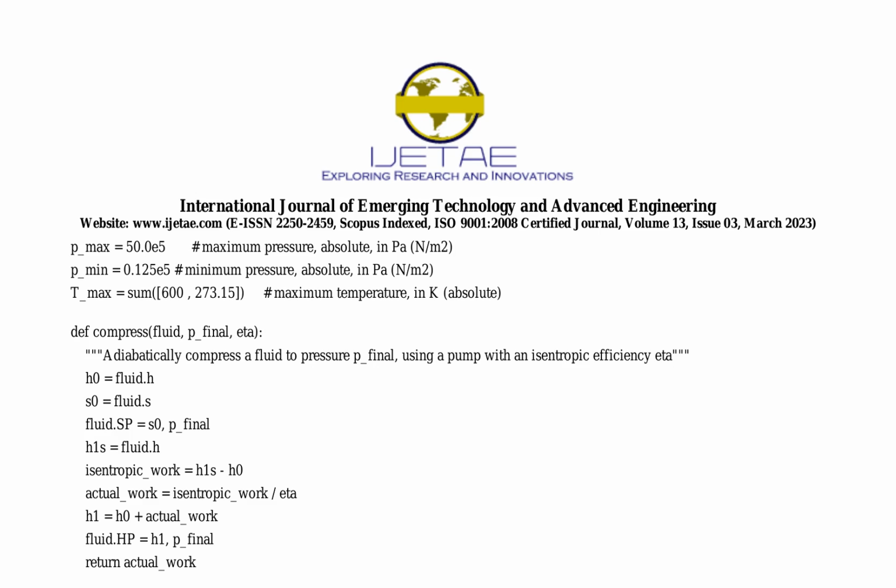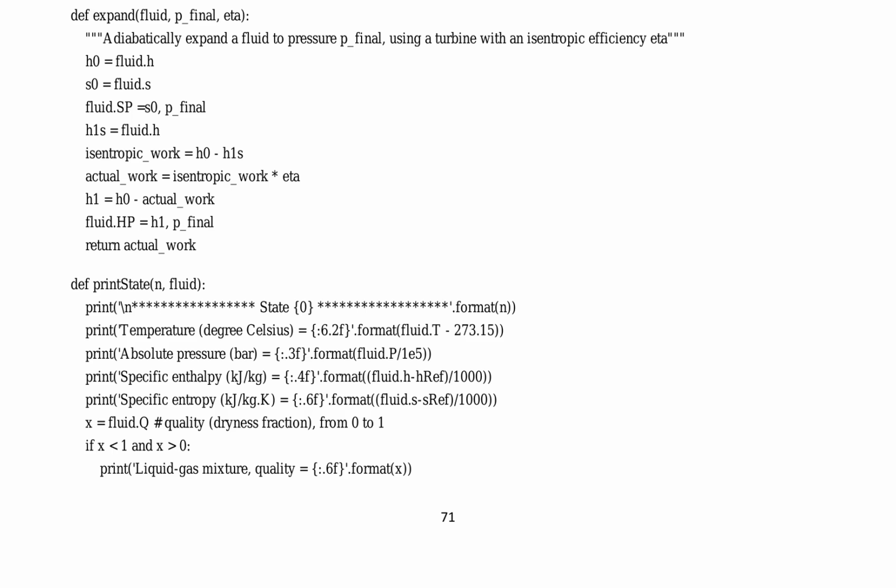The reference state is set to the triple point of water, which is a saturated liquid state. The initial state is then defined as saturated liquid water at the minimum pressure, P_min. The first process involves adiabatically compressing the water to the maximum pressure, P_max, using a pump with an isentropic efficiency of eta_pump. This results in a change in enthalpy, which represents the work done during this process.